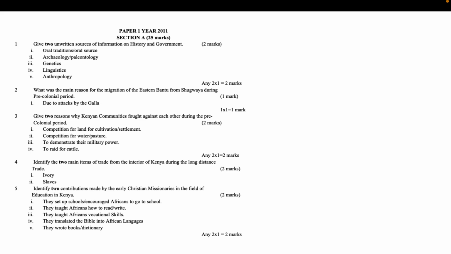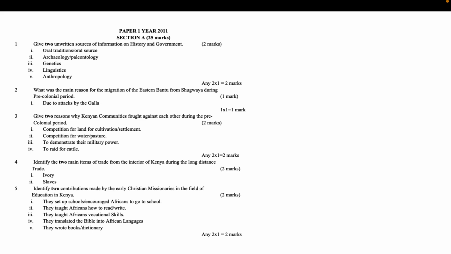3. Give 2 reasons why Kenyan communities fought against each other during the pre-colonial period. 2 marks. Competition for land for cultivation, settlement. Competition for water, pasture. To demonstrate their military power. To raid for cattle. Any 2x1 equals 2 marks.